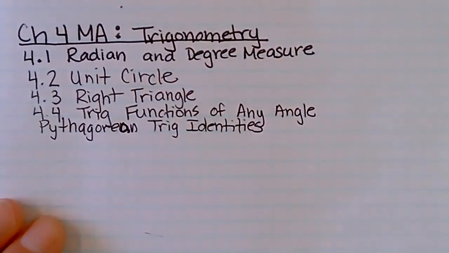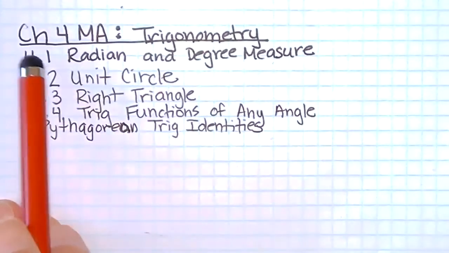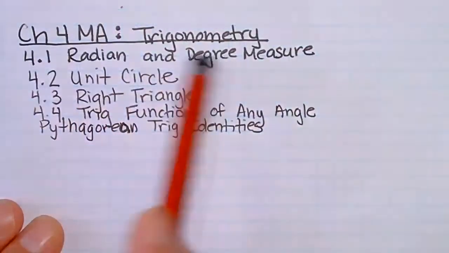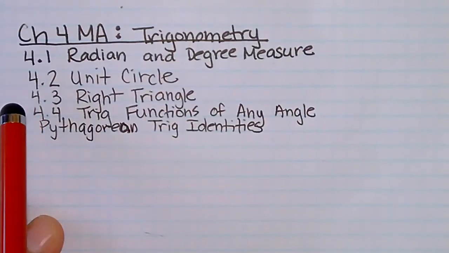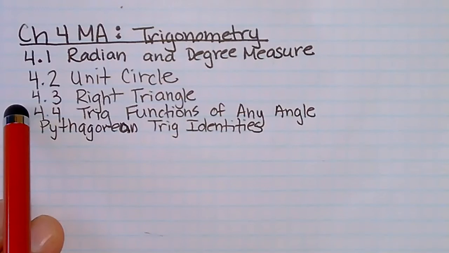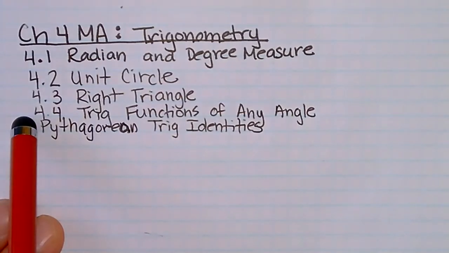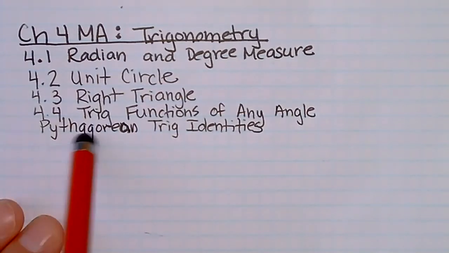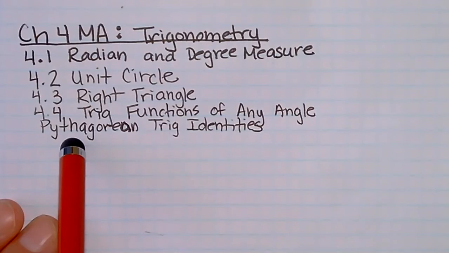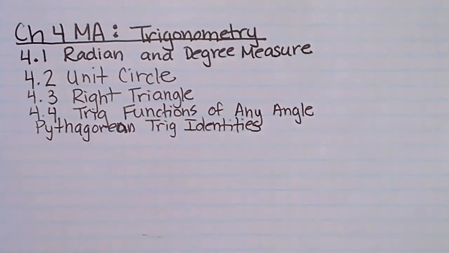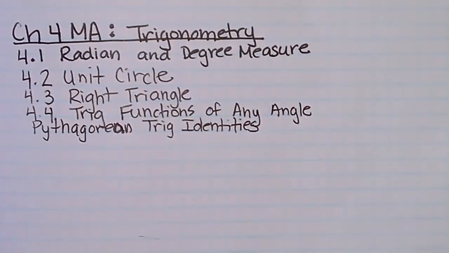So again, in terms of what we've covered so far: 4.1 radian and degree measure. Again, all this is from our pre-calculus book. 4.2 unit circle, 4.3 right triangle, 4.4 trig functions of any angle, and then Pythagorean trig identities or trig identities. My main concern is that we get the Pythagorean ones in. Okay, so we're going to take notes on that, and then we'll work on the practice test part 1 together.